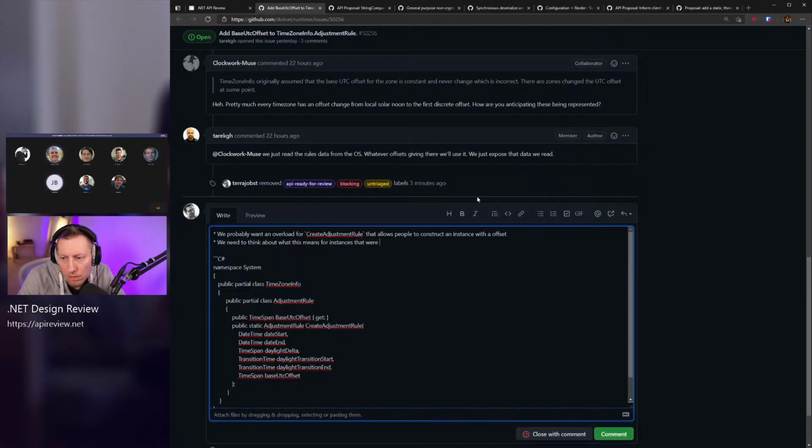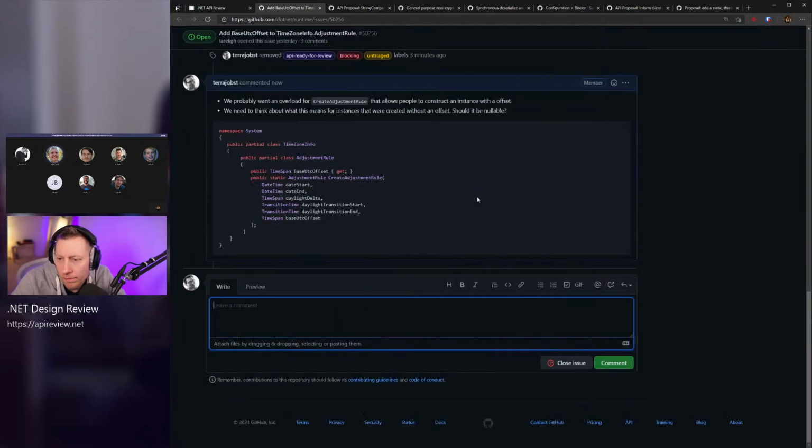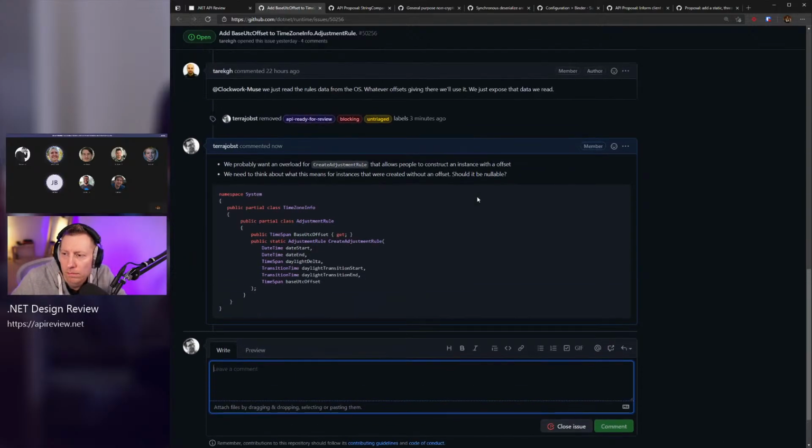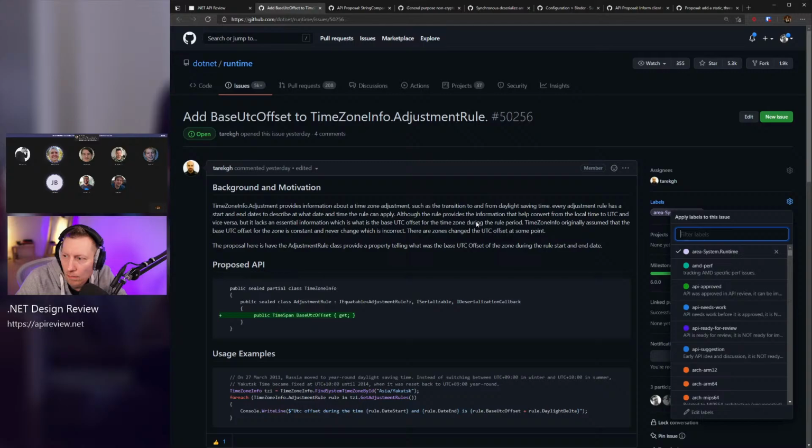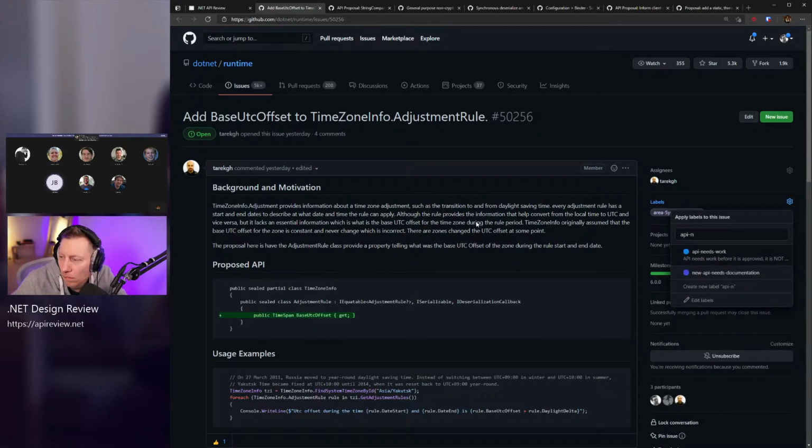It should have been an instance method off of time zone info, not a static method. The alternative, if we don't want it nullable, would be to pass the base UTC offset delta, where the default is 0. There's a choice there. I guess I would want to make that decision. Yeah, and that's why I said maybe bounce it back to get that question answered.